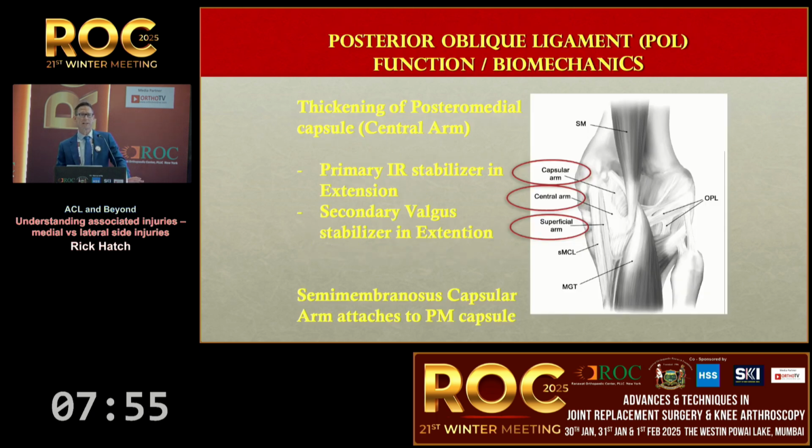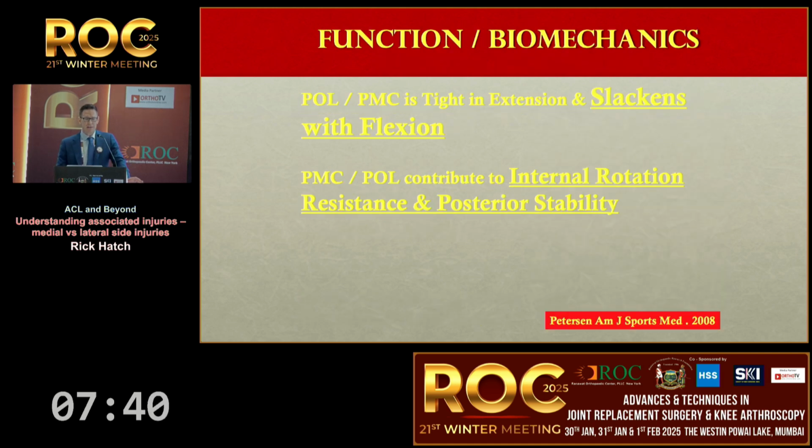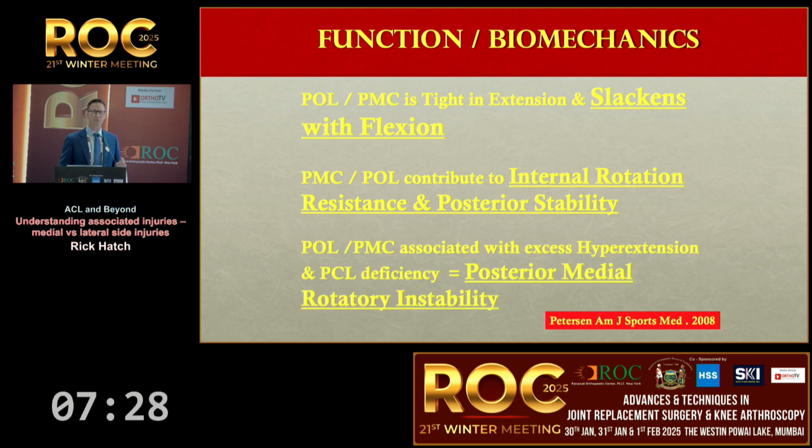If we look at the posterior oblique ligament, the central arm is really an expansion of the semimembranosus. It resists internal rotation and extension, and it's a secondary stabilizer in full extension. And when it flexes, it slackens. So it's an internal rotator and resistance to posterior instability. So you're going to see a posterior oblique injury in the setting of a PCL injury. You can see a hyperextension or posterior medial rotatory instability.